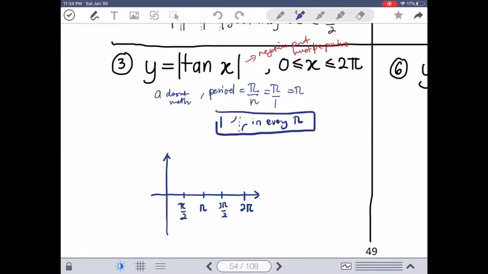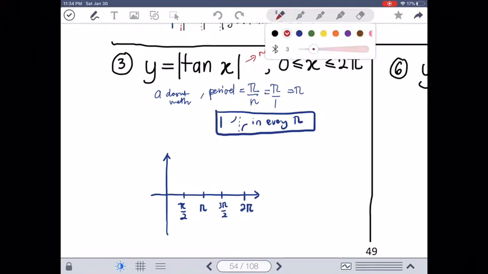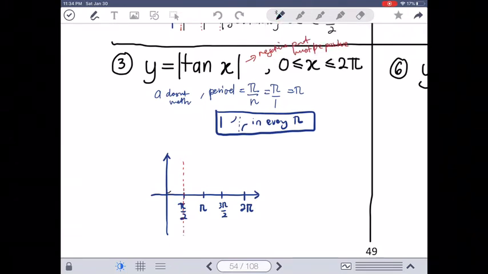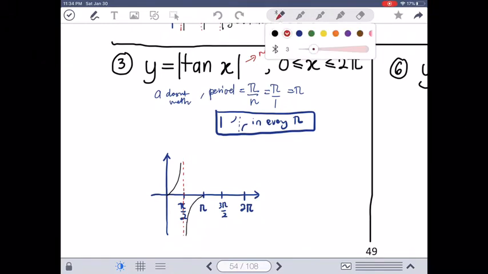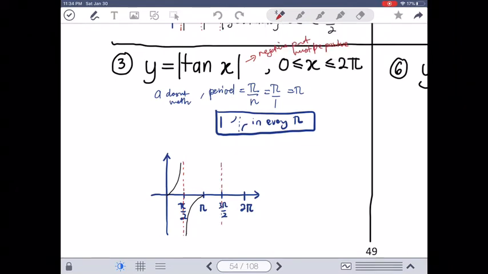And one cycle in every pi means that for every pi there will be one cycle. It starts from 0, goes up, then goes down, and for the next pi there will be another cycle. So this is for y equals tan x.